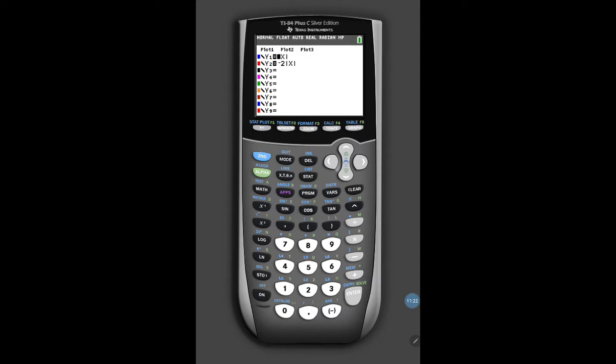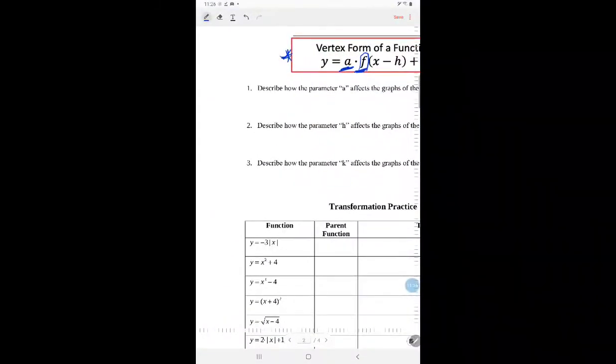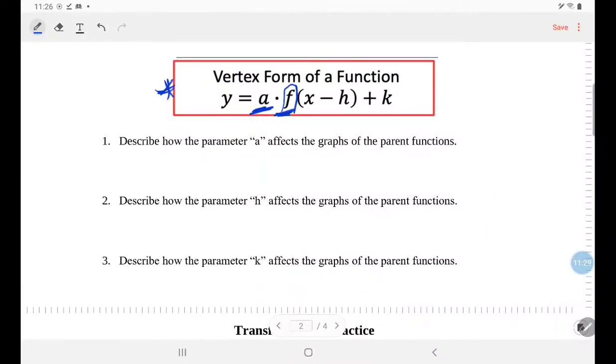Let's get out of here for a second and go back and do a little writing here. So, how does the parameter a affect the graph of the parent functions? Well, the first thing I'm noticing is that if a is negative, like less than 0, what that means is that you're going to have a reflection across the x-axis.